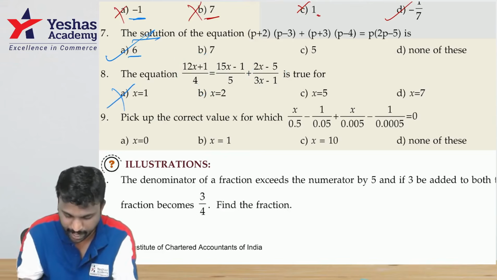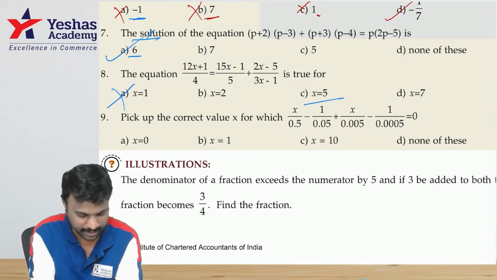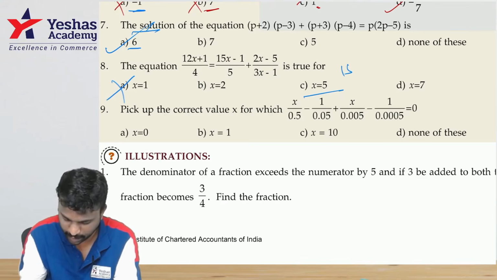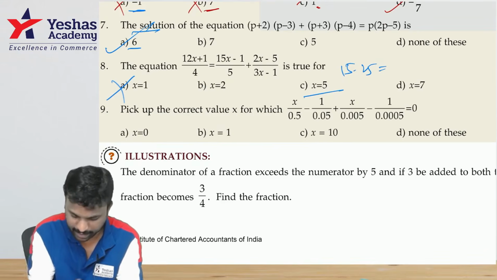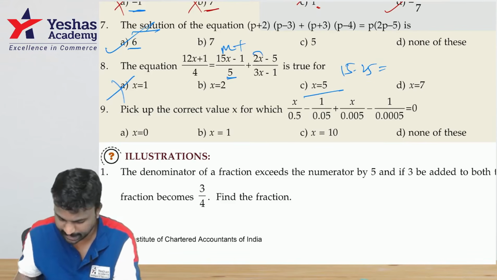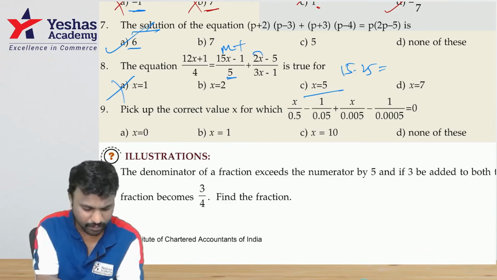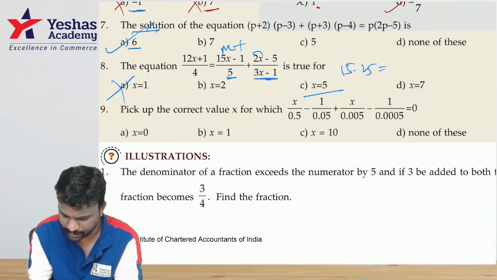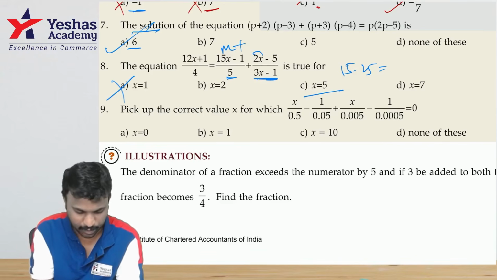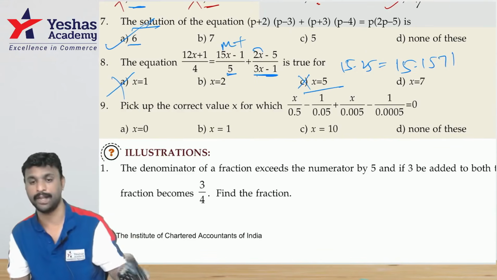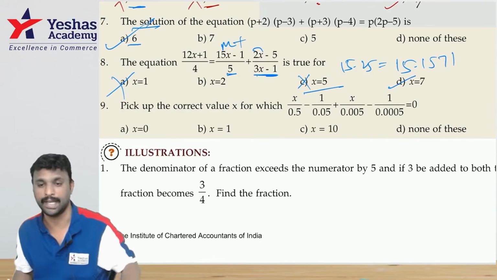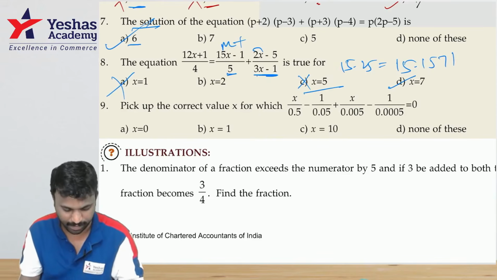Option C, if I hit, what happens? 12 into 5 plus 1 divided by 4. That fetches you 15.25. And on the right hand side, 15 into 5 minus 1 divided by how much? 5. It's a positive value, so M plus. Next, 2 5s are 10. 10 minus 5 is 5. 5 divided by 3 5s are 15 minus 1 is 14, and it's positive, so M plus MRC, it's 15.1571. So even option C fails. Obvious option is option D. Therefore, option D will be the right answer.